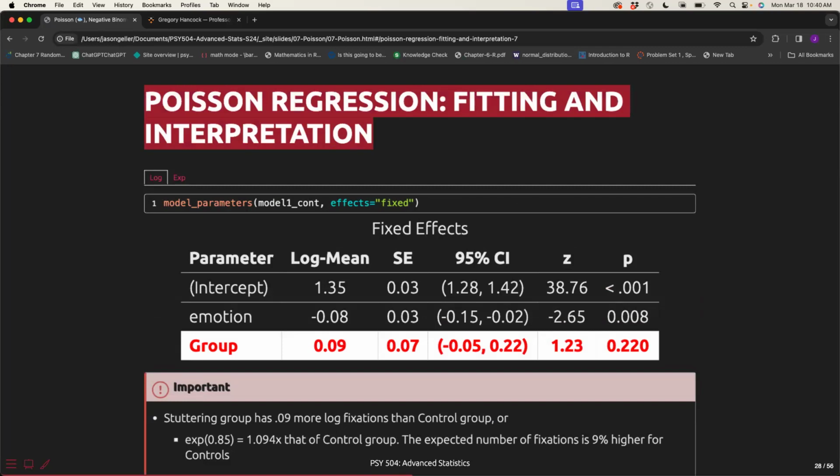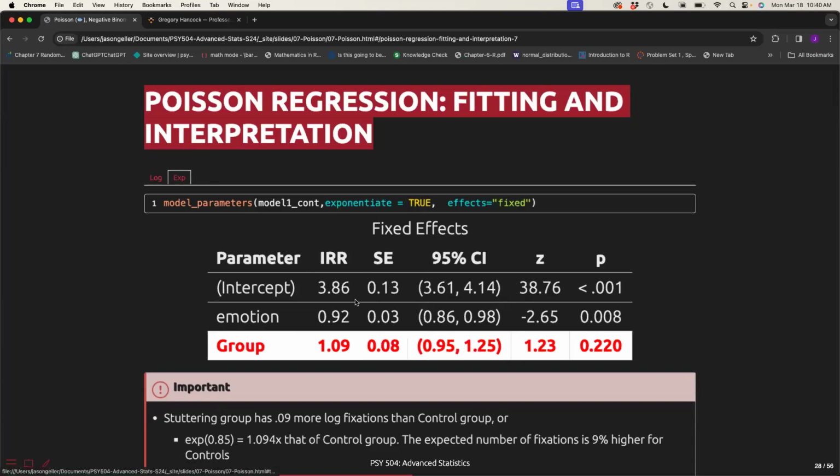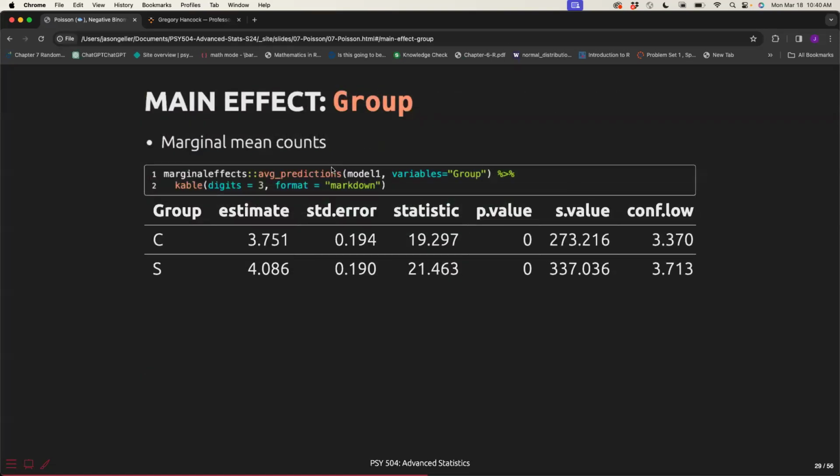So let's look at the group factor. So we see that the log mean is 0.09. So we can interpret this as the stuttering group, because that was coded as 0.5, has 0.09 more fixations than the control group. Or we could just exponentiate that and get the IRR, which is 1.09. So the stuttering group had about 1.09 times the expected number of fixations of the control group. Or we could say that the expected number of fixations is 9% higher for the stutterers. And you'll notice that this is not statistically significant, but we're going to interpret it anyways.